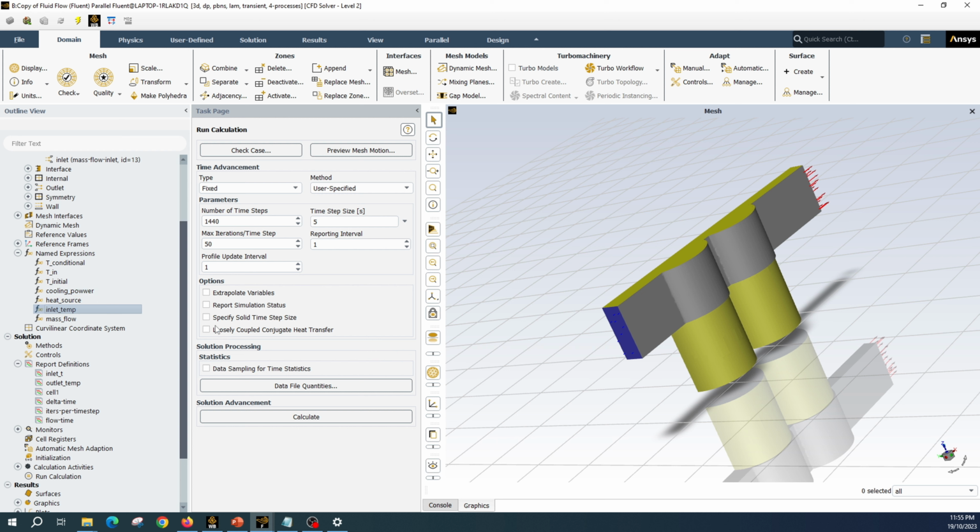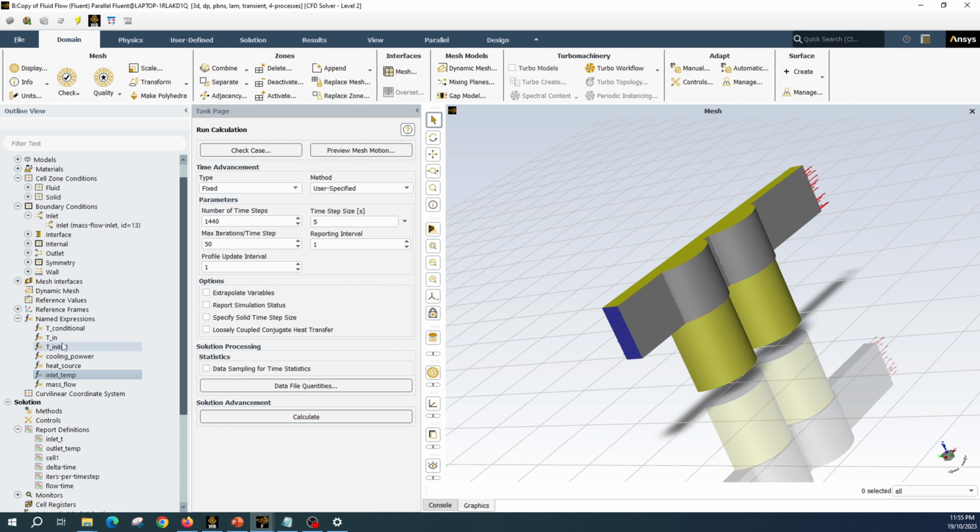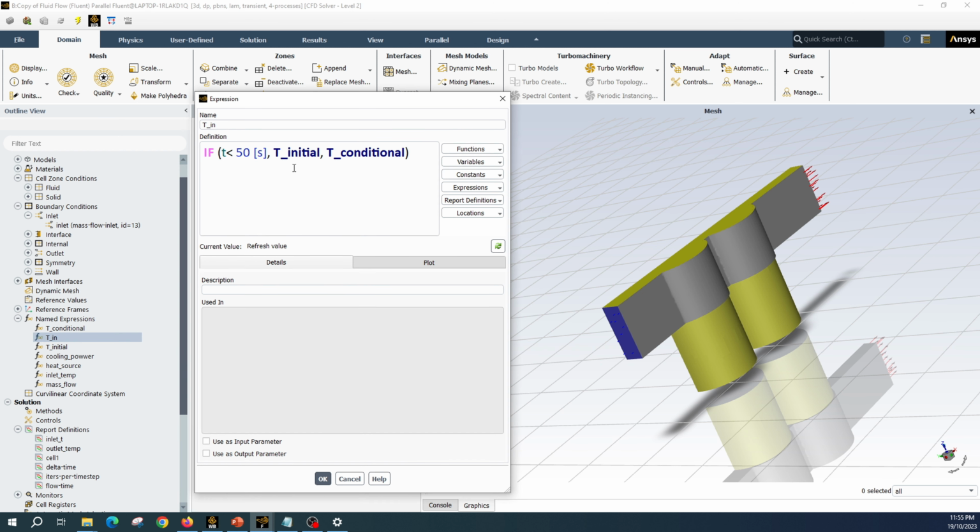Now the question is what we need to take into our boundary condition. Into our boundary condition we need to take this one, because that's how it will go. It is saying if time is less than 20, whatever, 50 seconds, then use initial and then T conditional. Then it will go and check what T conditional is. So it will go over here into the T conditional. It will come over here and check T conditional.